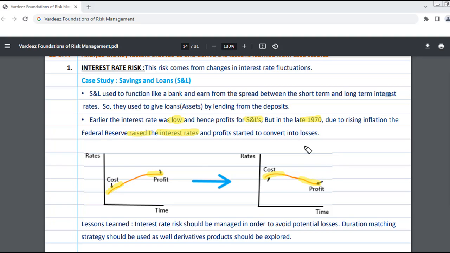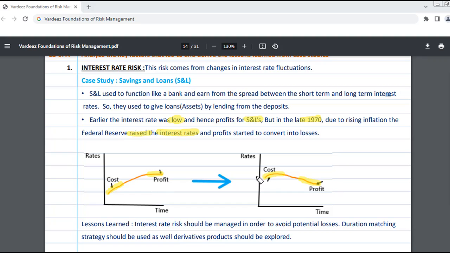Now, this could actually sound very simple, right? I mean, interest rate going up probably could have a devastating effect on S&Ls. Well, it actually did during the late 1970s. Okay, so there are a few lessons that we could learn from this, and that is interest rate risk should be managed in order to avoid potential losses. I mean, we have seen that just with interest rates going up, your business model is down.